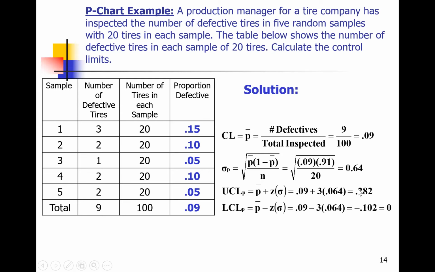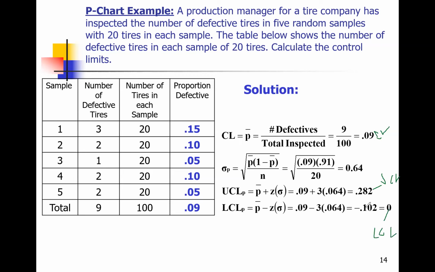So the range is 0 to 0.282, and the central line is 0.09. This is the central line, CL. This is the upper control limit, UCL, and this is the lower control limit, LCL.